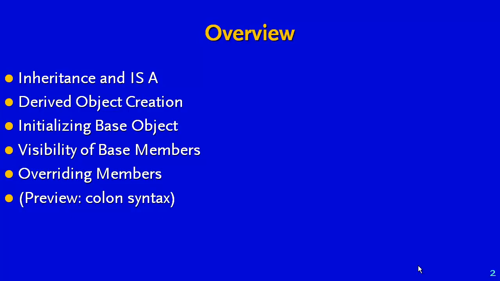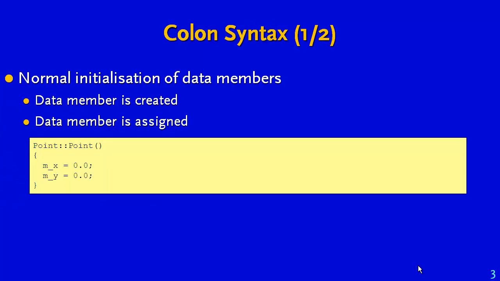The colon syntax, which I've mentioned a few times already in the C++ part of the course, is how to initialize data from the base class from the code in the derived class. So these are the topics, and at the end of the section you should be able to create derived classes and make sure that the constructors have been correctly implemented. Okay, so here we have the colon syntax.